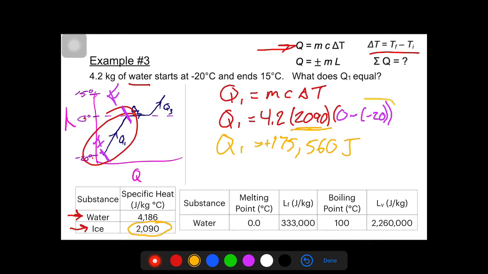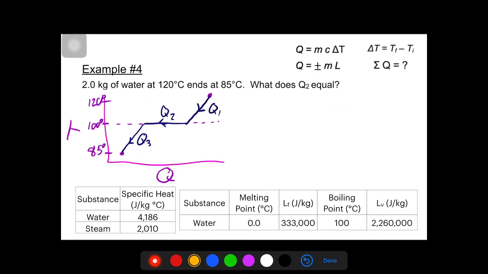Now, notice it's only from here to here, so it's 0 minus a negative 20, and it's only talking about Q1. It's not talking about from the beginning all the way to the end. It's only talking about Q1.